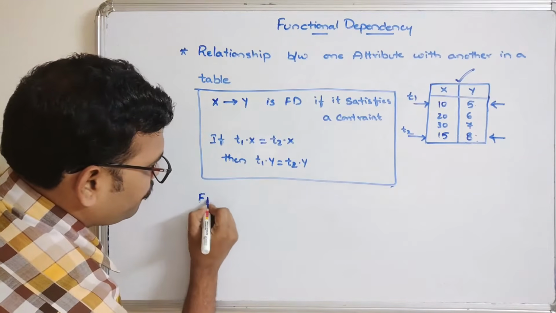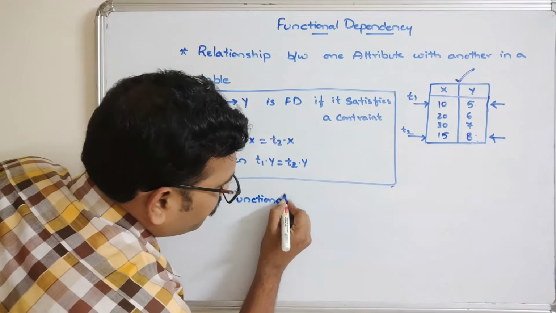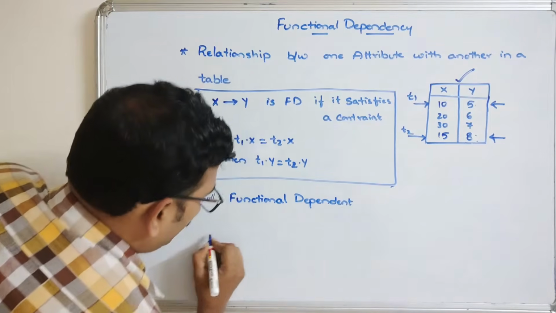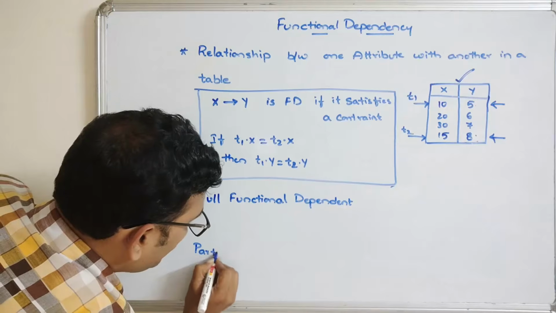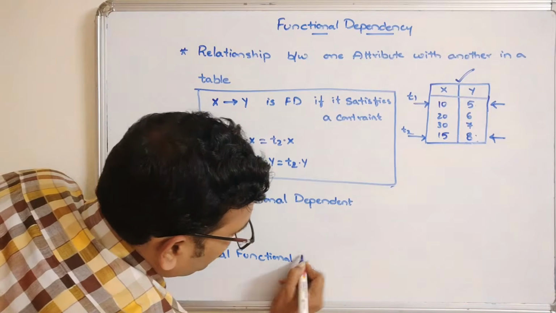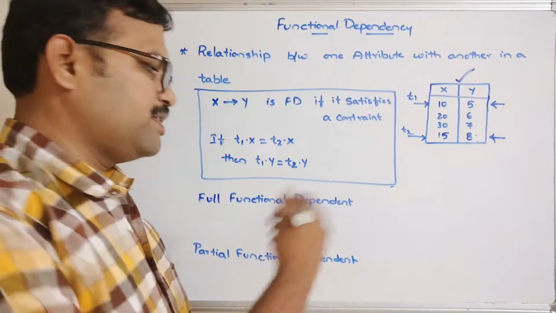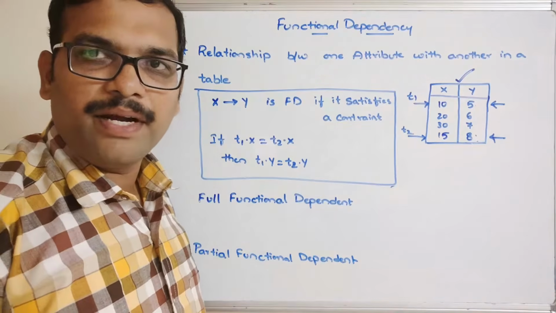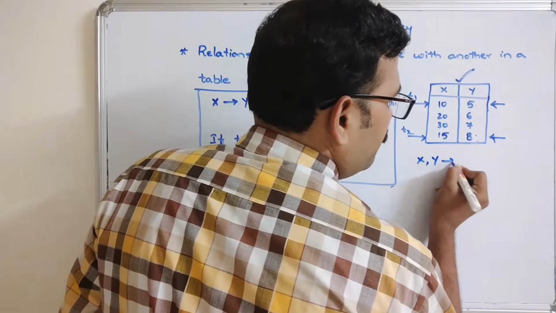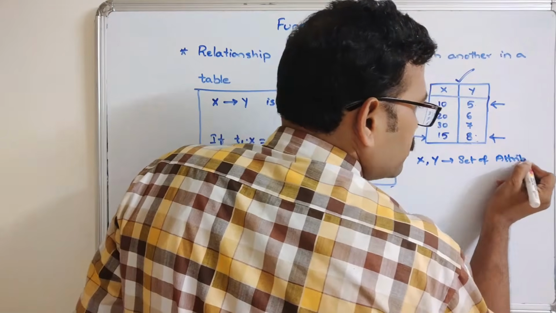So we call the functional dependency either a full functional dependency or a partial functional dependency. As we discussed, x and y can be sets of attributes.